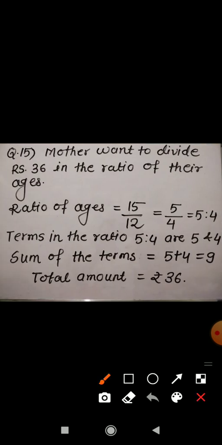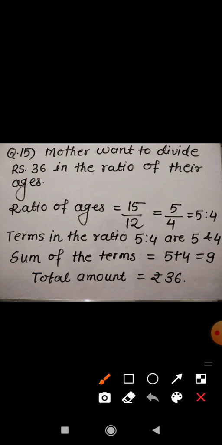Question number 15 is just similar to question number 14. See, in this question it is given that a mother wants to divide 36 rupees in the ratio of her daughters' ages, Shreya and Bhumika. If the age of Shreya is 15 years and the age of Bhumika is 12 years, then find how much Shreya and Bhumika will get.